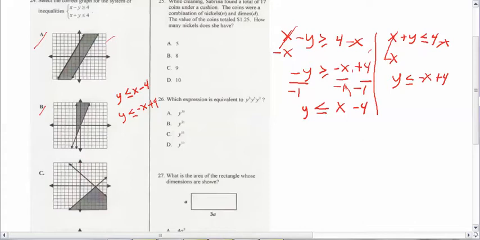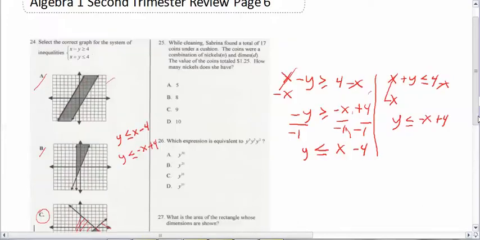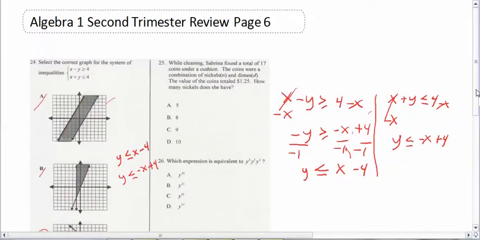Now I just have to see where they're shaded. They're both shaded below the line. So this one is shaded below the line here, and this one is shaded below the line here. Did we find our answer choice? Letter C, we did. Okay, number 25 it looks like. Okay, I'm going to erase my work.